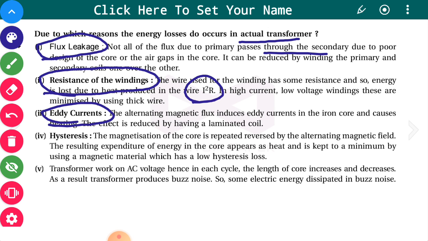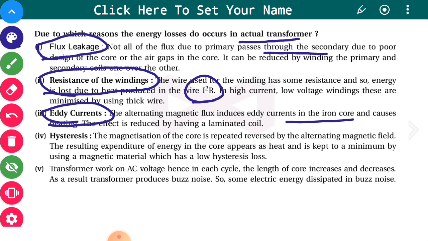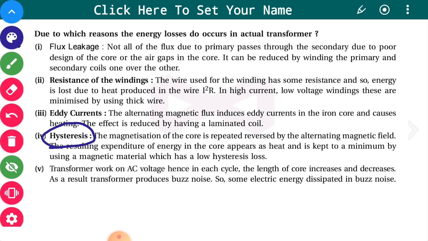The alternating magnetic flux produces eddy current in the iron core and causes heating, and because of this some energy is lost. Hysteresis is also seen. Okay, the magnetization of the core is reversed by the alternating current. When there is one cycle, it is magnetized, then demagnetized, then again magnetized in the opposite direction of the current, then again demagnetized. So there is a hysteresis curve, and because of hysteresis we can say some energy is lost.